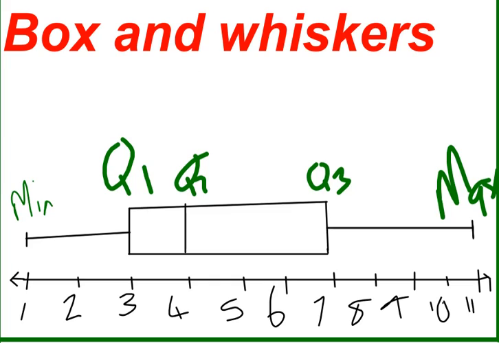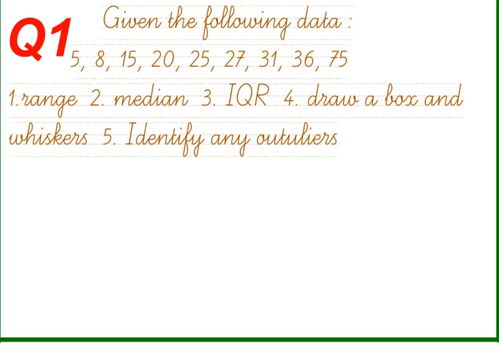So let's look at questions on how we can make use of box and whiskers and how to draw them if we are required to do so. So for our first question, we have given the following data: 5, 8, 15, 20, 25, 27, 31, 36, 75. We should find the range, median, interquartile range, so IQR, and draw a box and whiskers. And then we should also identify any outliers.